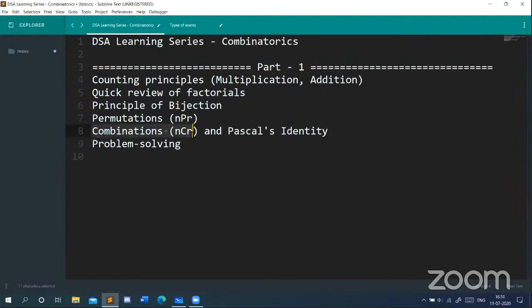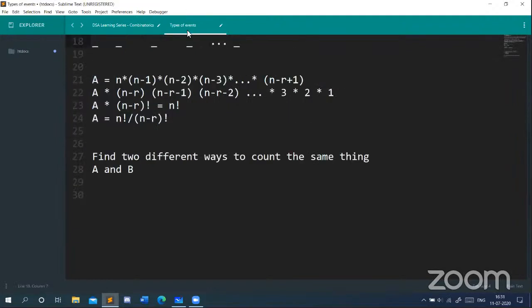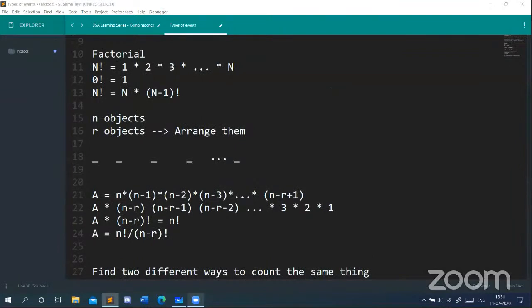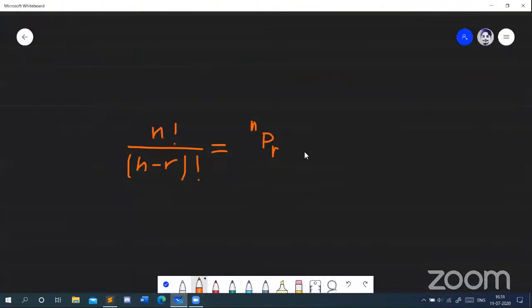And combinations are fundamentally a way to select n things from R things. Over here, when we did NPR, we were selecting n things from R things, and then we were arranging them in a line.